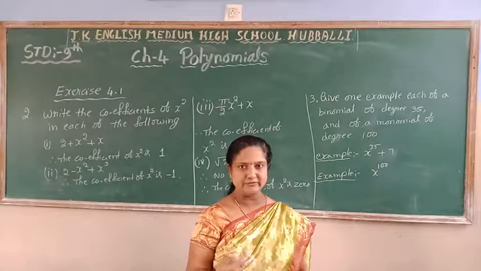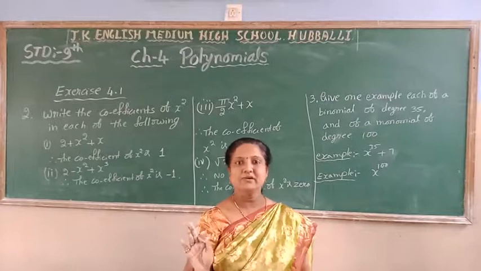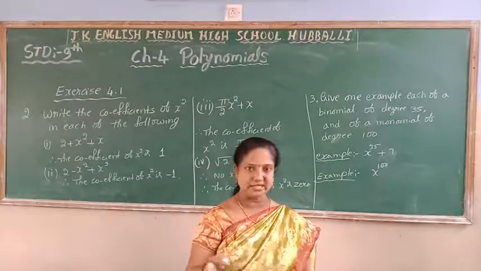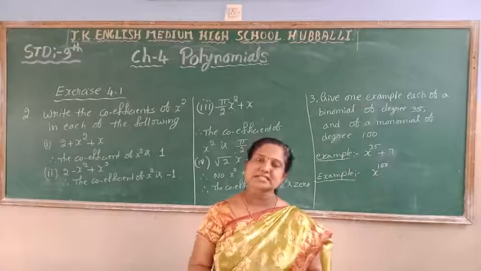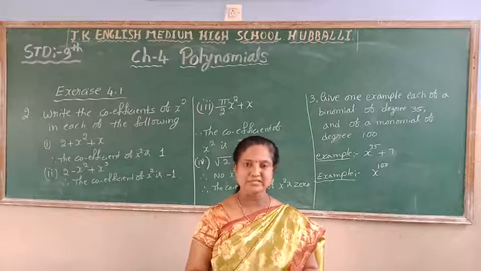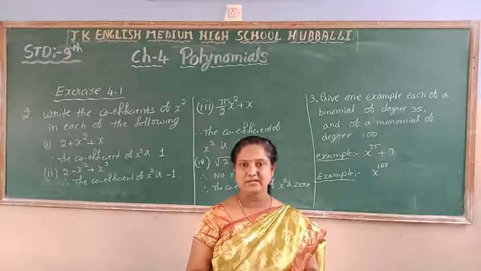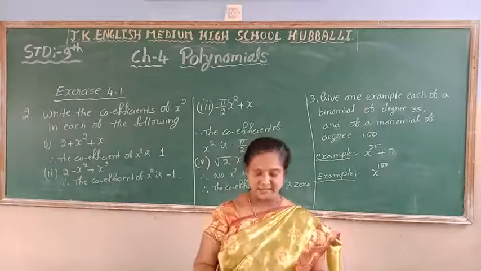Children, it is left to you. But the variable and power should be the same. You can use any variable, but the power should be the same according to the question. Okay children, this is the method of writing a monomial and binomial. I have written one example. You can change it and write any variable and any number in the place of 7. Okay children, write down now.